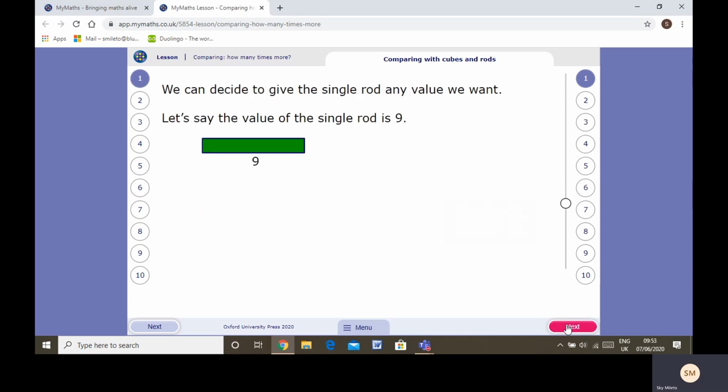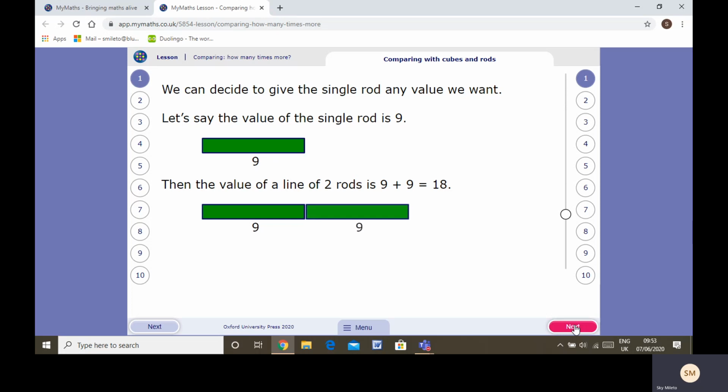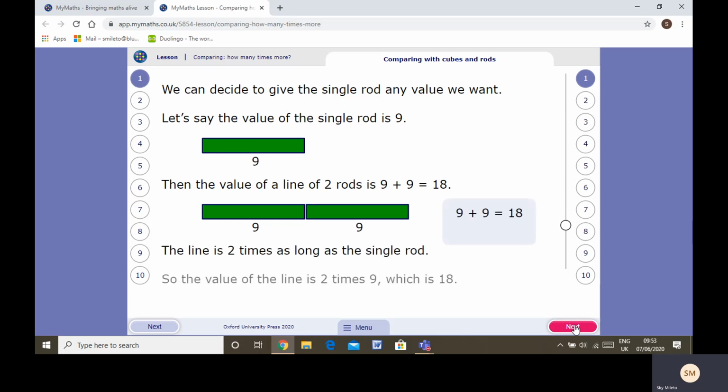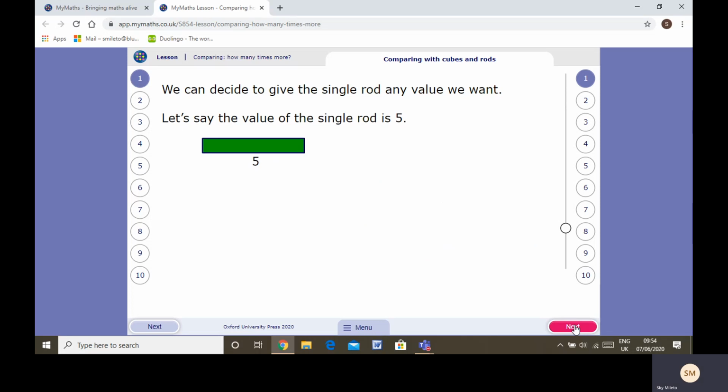So we can make a rod. We're calling it a rod. It's basically a bar, like a bar model. We can make it any value we want. Now this looks the same size as the last one, but this time we're giving it the value 9. And we could say 2 rods of 9 are 18, and we could times that: 9 times 2 would equal 18, not 9 plus 9.